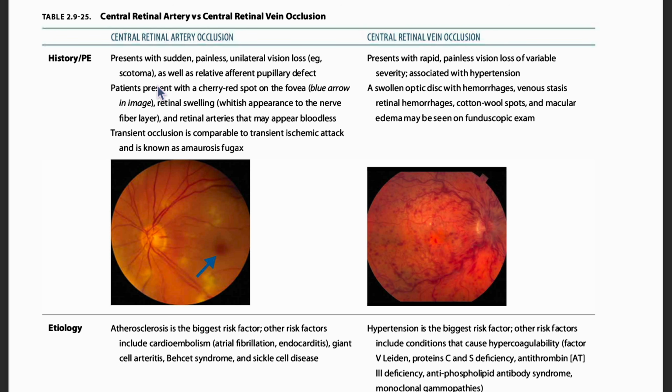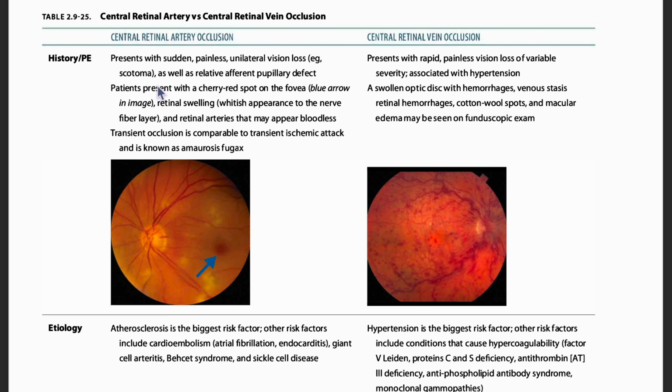Patients present with a cherry red spot on the fovea, blue arrow in image, retinal swelling, whitish appearance of the nerve fiber layer, and retinal arteries that may appear bloodless. Transient occlusion is comparable to a transient ischemic attack and is known as amaurosis fugax. Okay, it's the transient one. Again, it presents with sudden, painless unilateral vision loss.